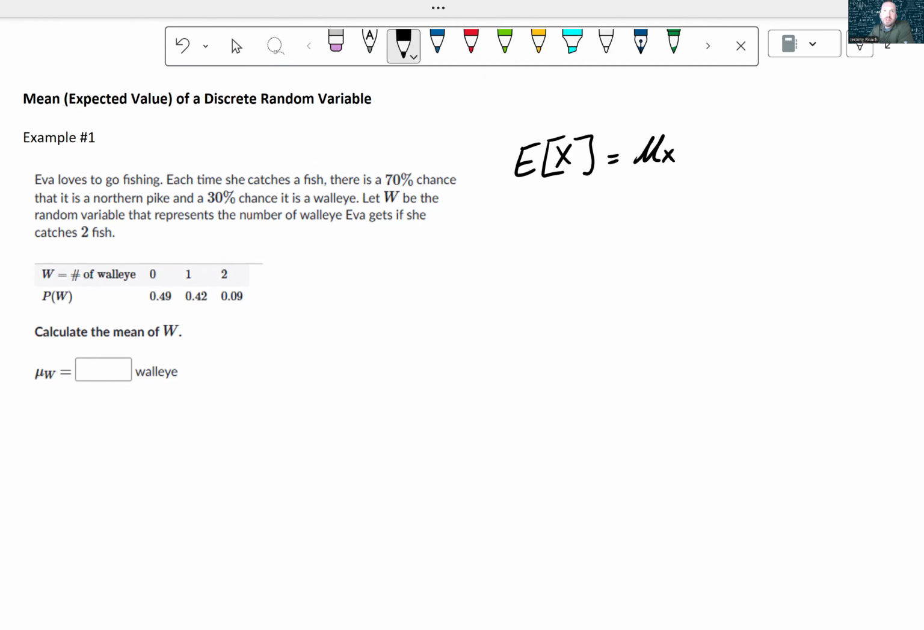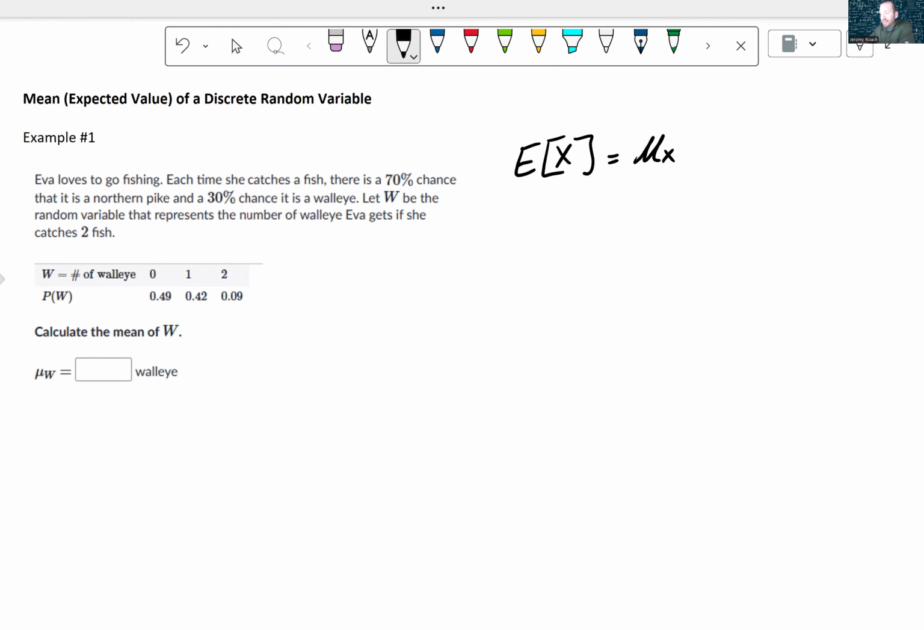This person catches a fish. There's a 70% chance that it's a northern pike and a 30% chance it's a walleye. Let W be the random variable that represents the number of walleye that Eva gets if she catches 2 fish. I think there's a bit of extraneous information in this. We're just going to look at the table again and calculate the mean of W.